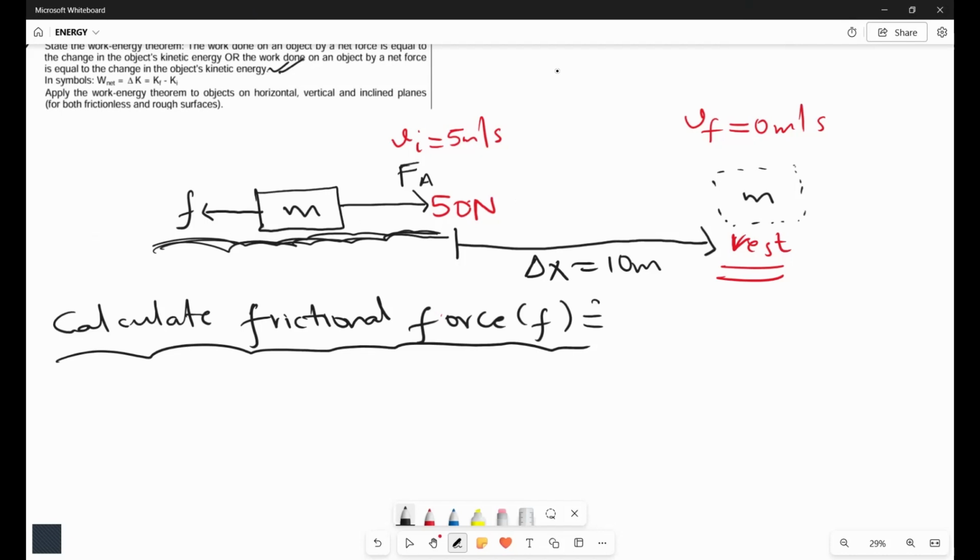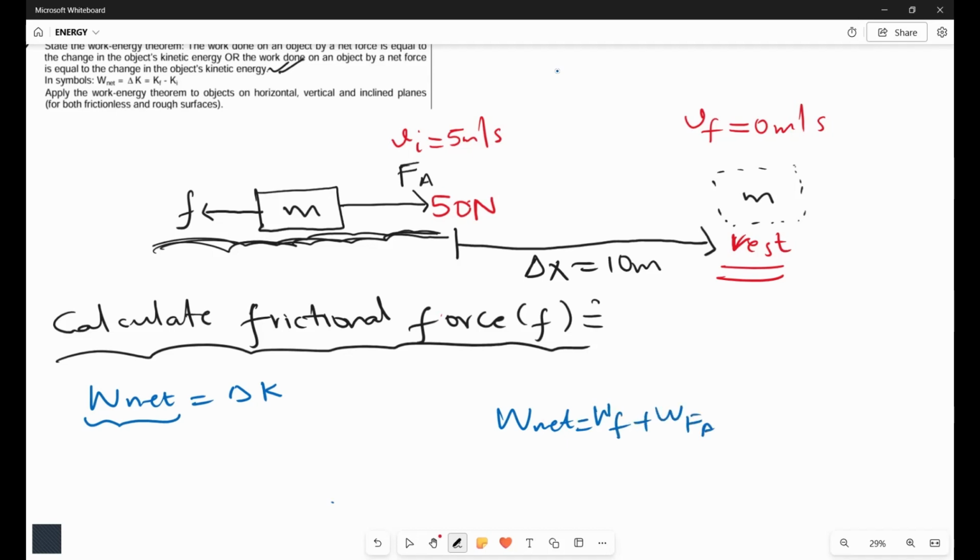Again, all right. Now let's attempt our calculation. We are going to use W net equal to change in K. Now, W net refers to all the forces. It is the work done by all the forces. Remember when you calculated W net in our previous video, we said it is equal to work done by friction, work done by applied force, work done by all those tension forces or whatever forces.